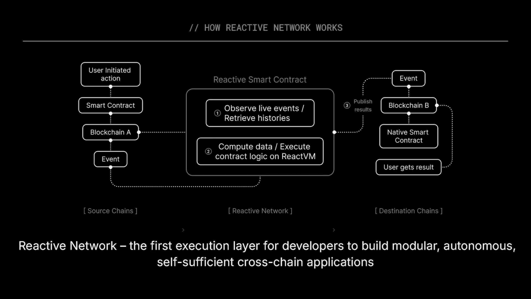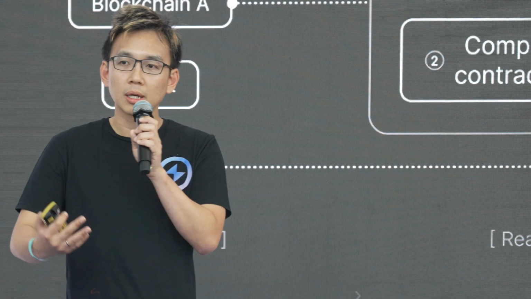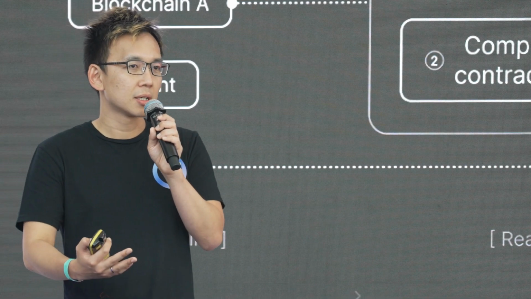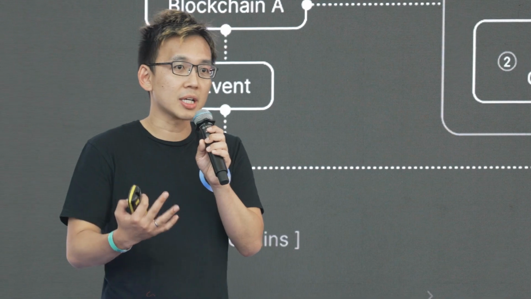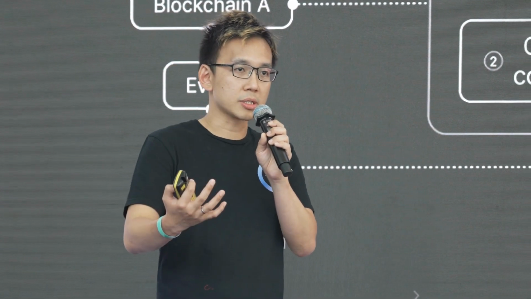Essentially, this is how it works. We pull the data that's on the blockchains, any blockchain. What you see on the screen right now is blockchain A, blockchain B, but effectively it can be blockchain A to blockchain A, or many blockchains to many blockchains. We take that data and pump it to our network. Our network will observe any live events and retrieve the histories. You deploy any smart contract on us, and it becomes a reactive smart contract. That reactive smart contract can see the events, and if it can see the events, it can react to them. It finally has eyes and ears. One way to visualize this is basically this.